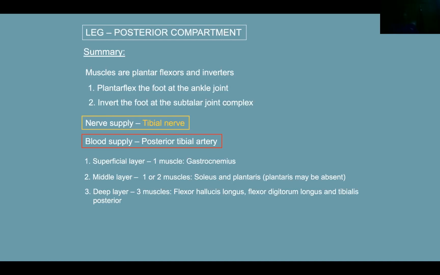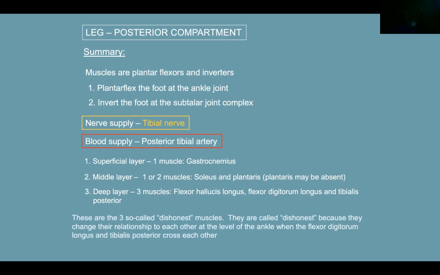This is how I learn things. I don't memorize anything. I only learn pictures. If I know a picture, I can explain it all. I can write the answer. If I don't know the picture, I cannot. I cannot memorize. How much will you memorize? So now, these are three so-called dishonest muscles. Let's see how they are dishonest.